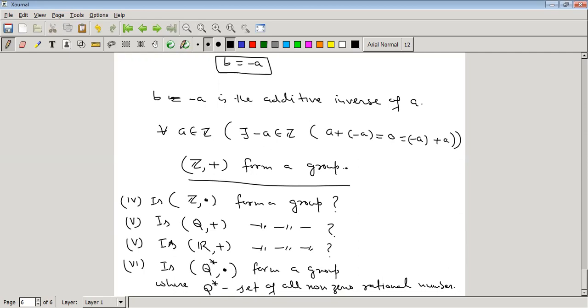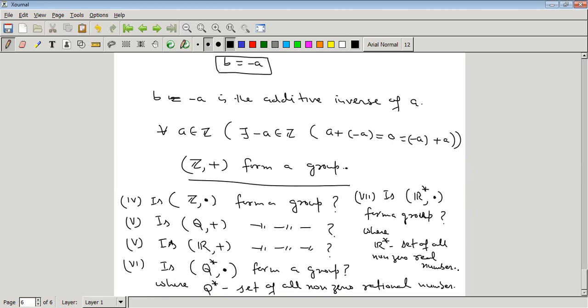अब आपको चेक करना है कि क्या ये ग्रुप बनता है अंडर मल्टीप्लिकेशन. And the last, seventh question: is R star under multiplication a group? R star, where R star again means the set of all non-zero real numbers.